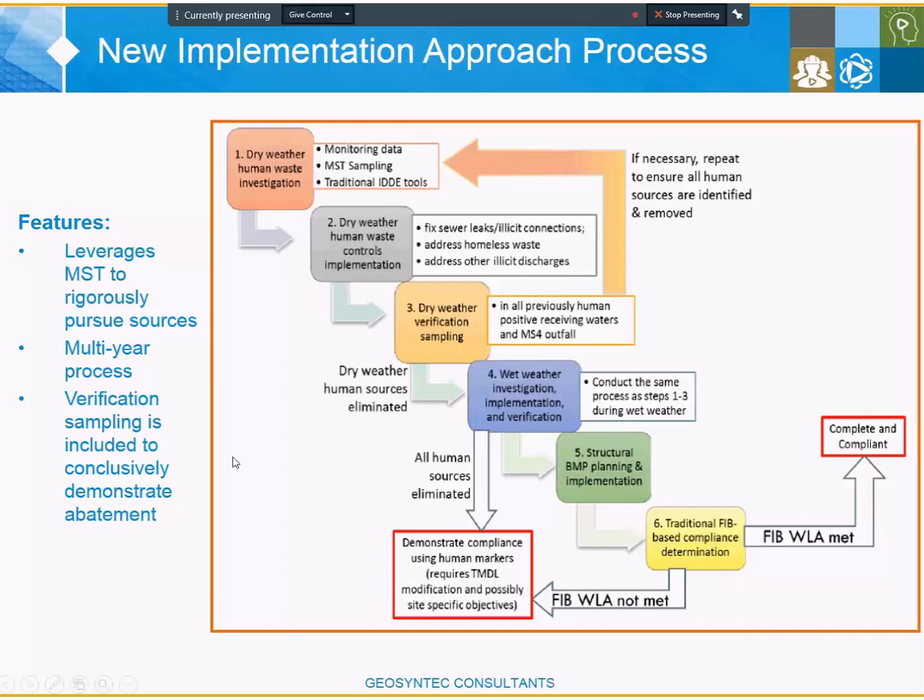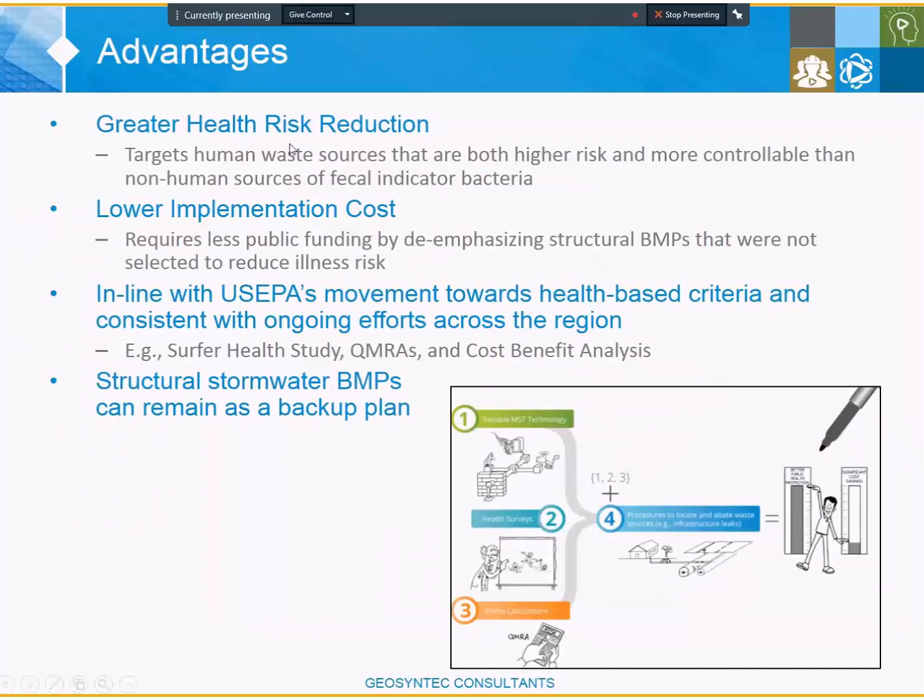So this is the path that we laid out. It leverages MST to rigorously pursue sources. We recognize it's a multi-year process, which the TMDL compliance schedule allows, and it includes verification sampling. I think most MST investigations don't include that step, but it's critical because it's how you know conclusively and how you can show that abatement was complete. So the advantages of this, as you can imagine, is there's greater health risk reduction because you're aggressively reducing human waste sources that are higher risk and also more controllable than the non-human sources.